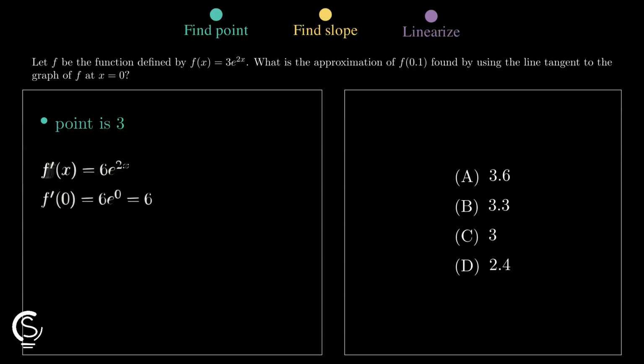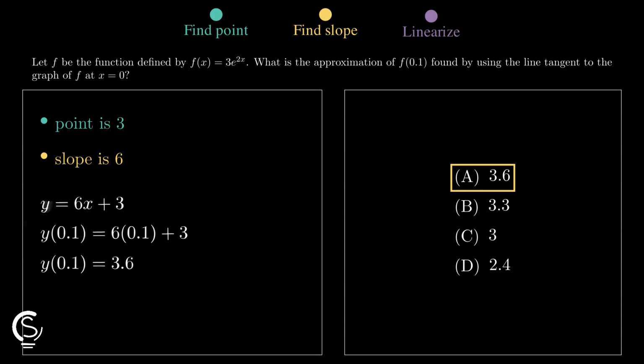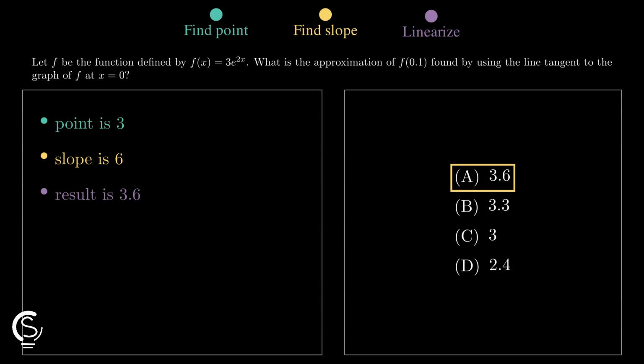Finally, use the point-slope form to build the line. Y minus 3 equals 6 times x. Plugging in 0.1 gives us 3.6. That is our answer.